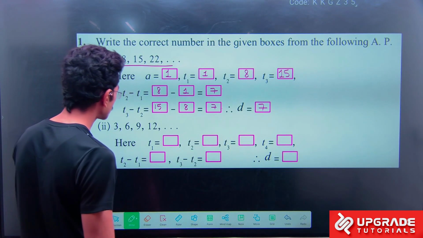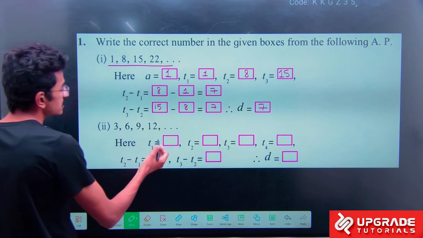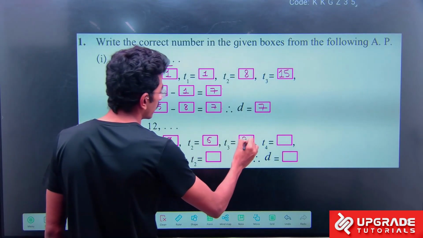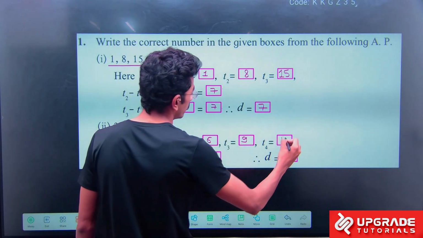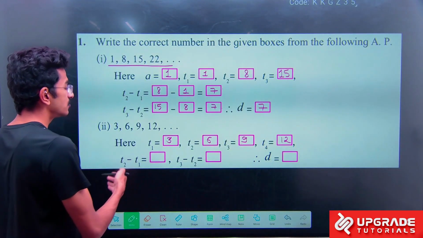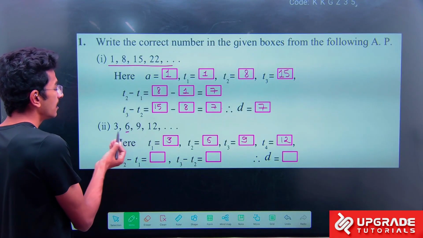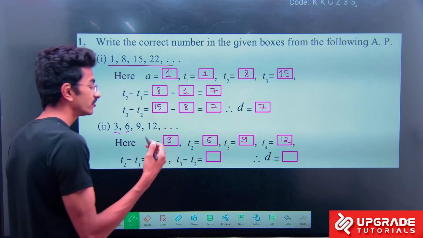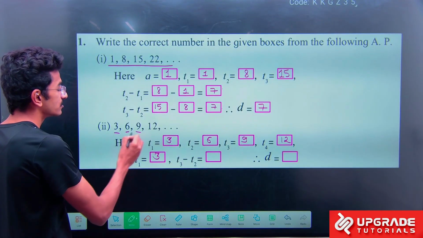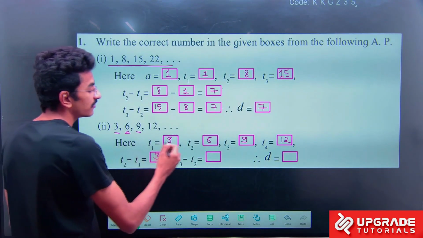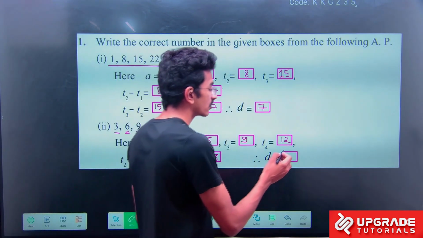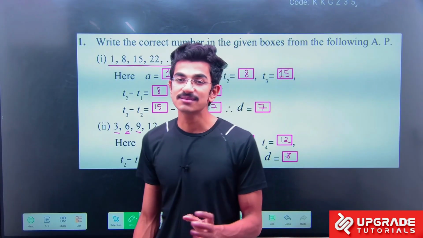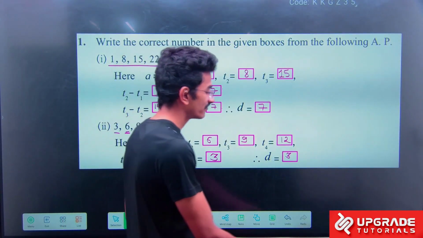Again, on question number 2, what is T1? 3. T2? 6. T3? 9. T4? 12. Similarly, T2 minus T1: T2 is 6, minus 3. What is 6 minus 3? Right, 3. T3 minus T2: 9 minus 6 is again 3. Hence, the common difference becomes 3. Very easy. It was just a basic overview of yesterday's sums.